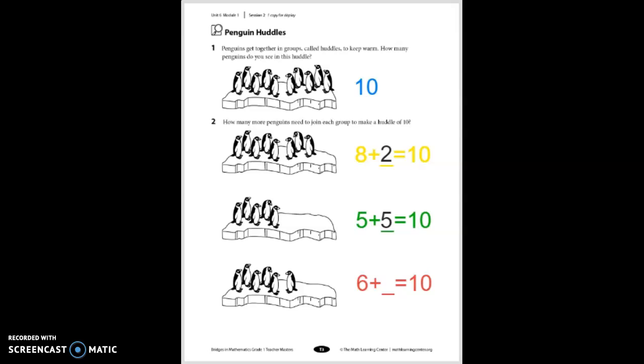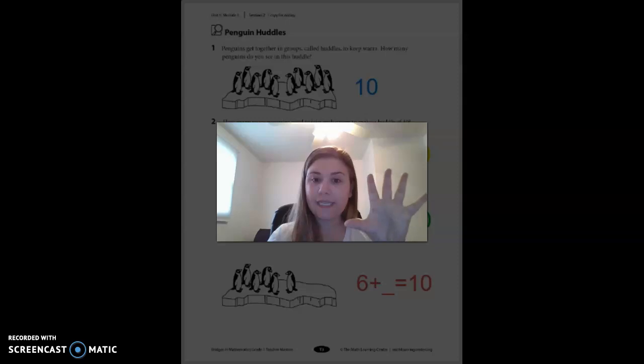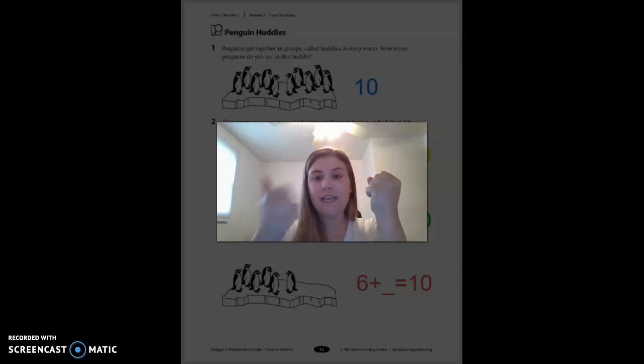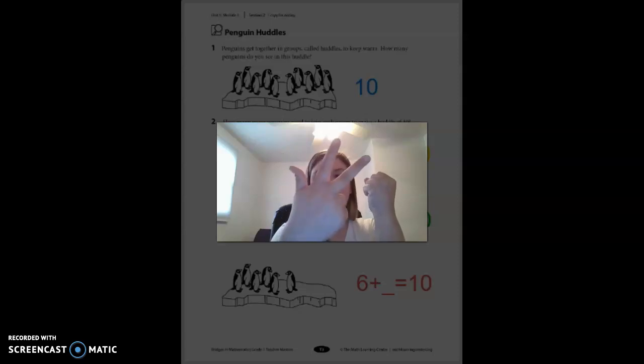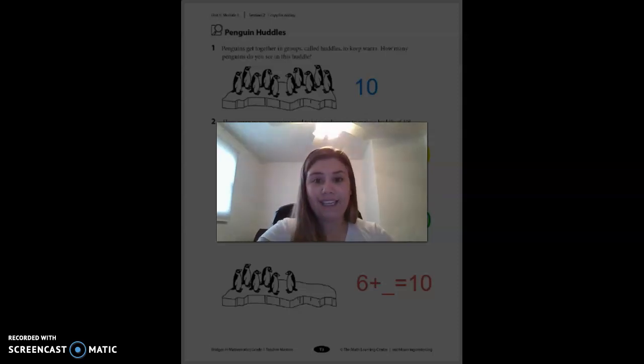I'm going to use my counting on strategy again. I'll show you how I do that. So I'm going to grab my 6, and I have to count on to 10. So 6, 7, 8, 9, 10. How many fingers am I holding up? 1, 2, 3, 4. That means that I need 4 more penguins to make a huddle of 10.